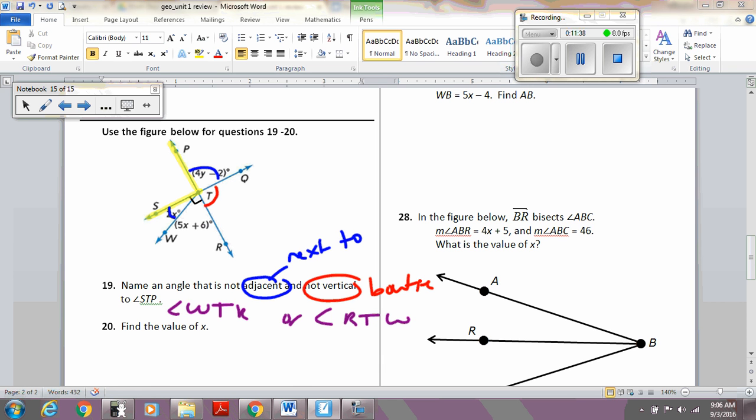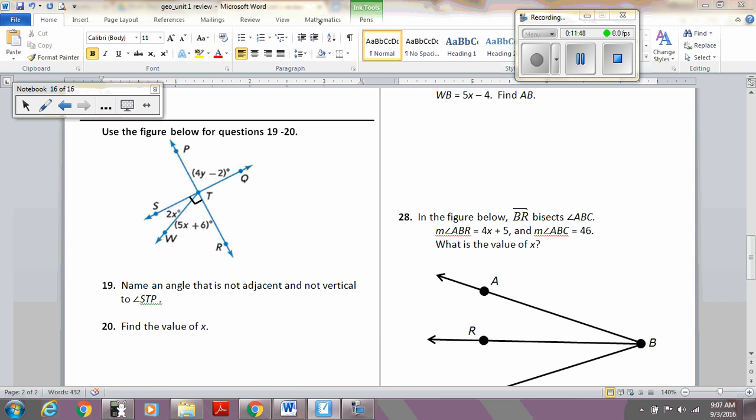That was a good question. It required a lot of thinking. You need to know what adjacent meant, and you needed to know what vertical meant. All right. They want us to now find the value of x. X is found in angle ST. Oops. Let me use the highlighter.